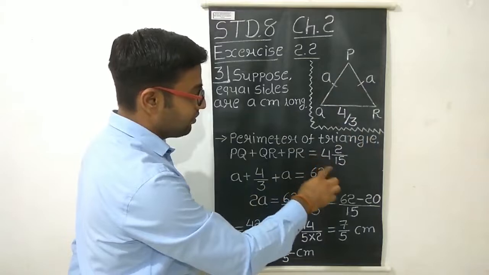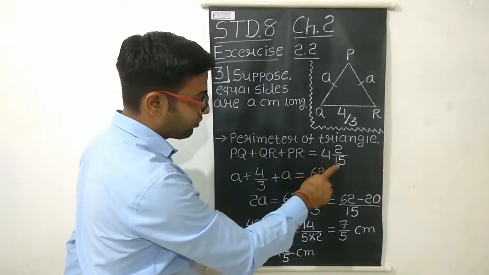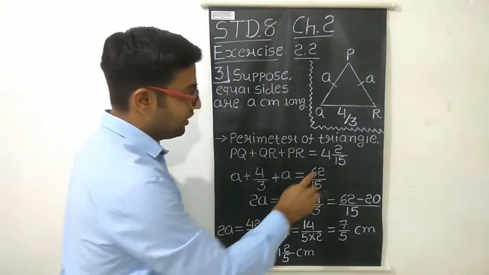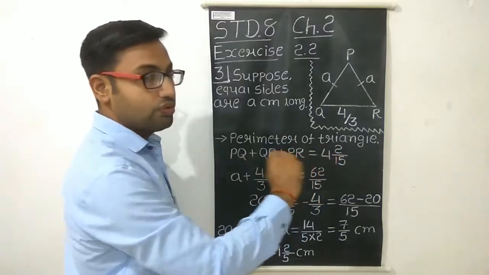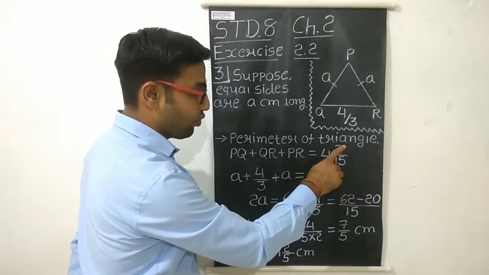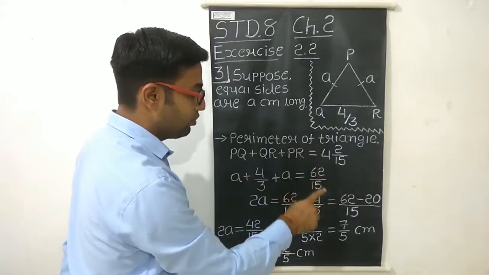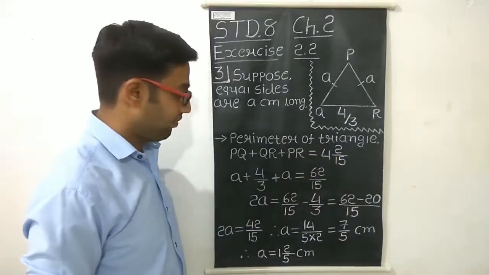Now converting this mixed number into a fraction, we have to multiply 15 with 4. So 15 4s are 60. We have to add 2 to the 60. So 15 4s are 60 plus 2, total is 62 upon 15. So this number is now 62 upon 15.